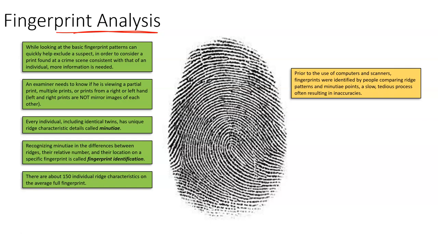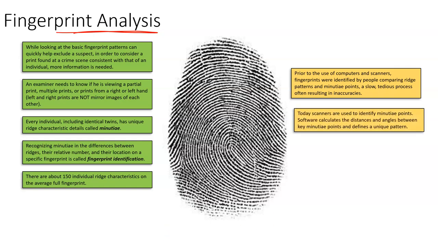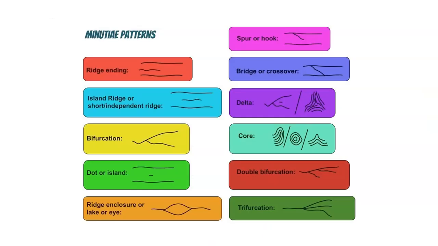So prior to the use of computers and scanners, fingerprints were identified by people comparing these ridge patterns and minutia points by hand. This was a slow, very tedious process that resulted in many inaccuracies. People were pulling prints and analyzing prints that were on file by hand using magnifying glasses, basically doing the things that we have computers to do now. Luckily now we have scanners and computers and online databases with software and algorithms that are able to calculate distances and angles between key minutia points, and to do that over millions of prints in really quick amounts of time. Okay, so it has sped up the fingerprint analysis process a bunch.